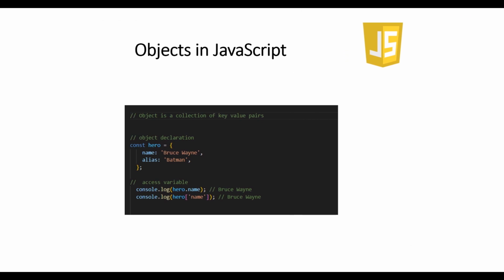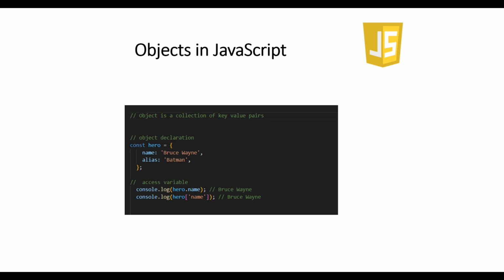In today's video, we're going to learn objects in JavaScript. Let's get started with the definition of an object. An object is a collection of key value pairs. You can see on the image here we have an object stored in a hero variable where we have two keys, name and alias. The name key has a value of Bruce Wayne and the alias key has Batman as a value.